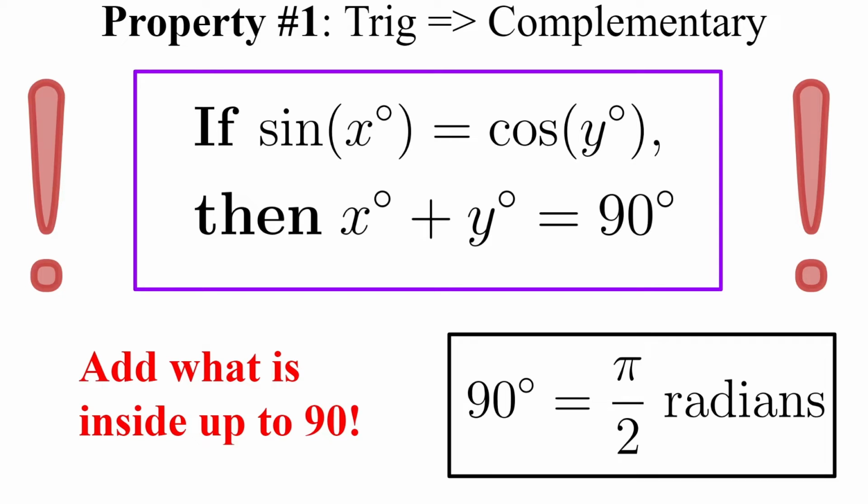Once again, 90 degrees is equal to pi over 2 radians. So if you don't see a degree symbol and you see a pi over 2, it's probably testing you on the same concept.